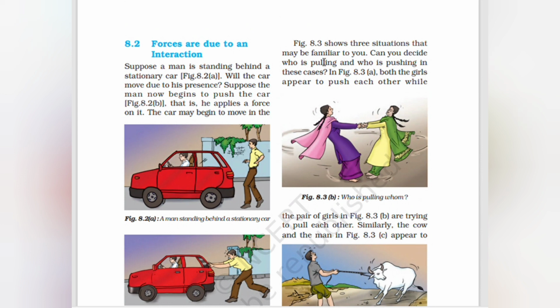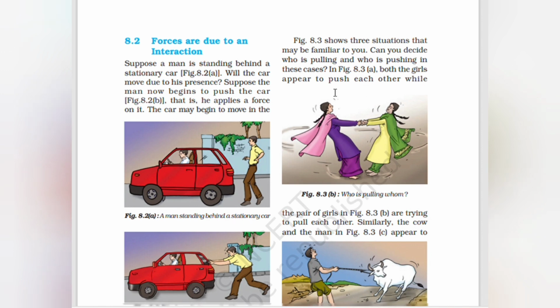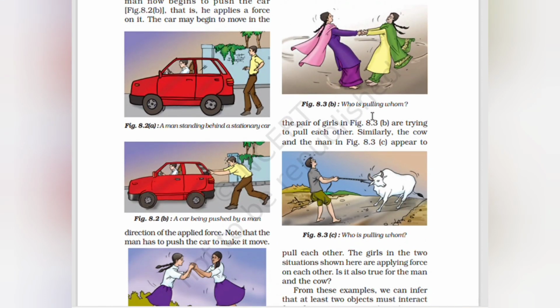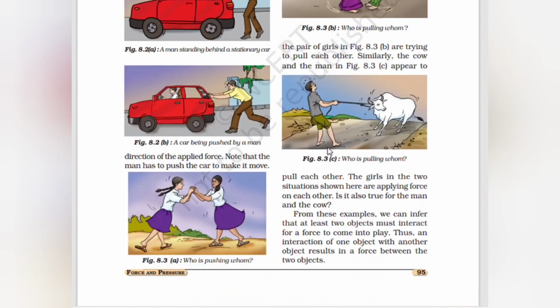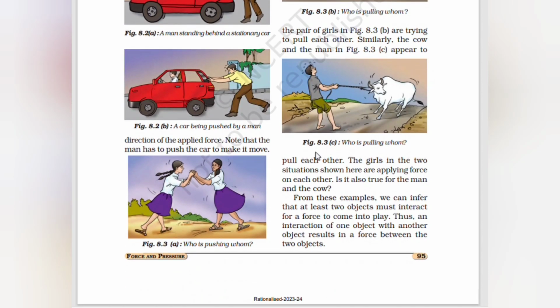The figure shows 3 situations that may be familiar to you. Can you decide who is pulling and who is pushing in these cases? Both the girls appear to push each other, while the pair of girls in 8.3b are trying to pull each other. Similarly, the cow and the man appear to pull each other. The girls in the two situations shown here are applying the force on each other. Is it also true for the man and the cow?